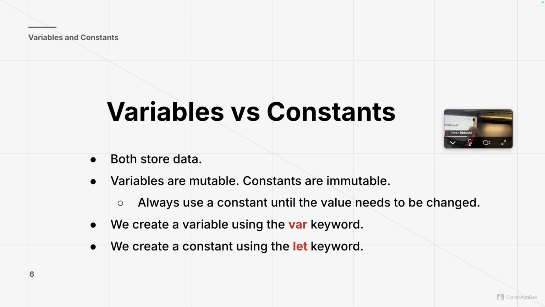So mutable versus immutable. We always use a constant unless our value needs to be changed. That's pretty much the rule of thumb. In Swift, we create a variable using the var keyword, and we create a constant using the let keyword. Let me go ahead and demo that real quick.